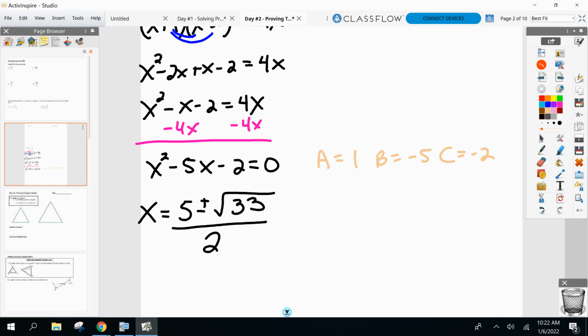All right, now we take a peek. Can I break down 33? Anybody break down 33? I don't think there's a perfect square that goes into it. So if I can't break down the radical, calling it a day.